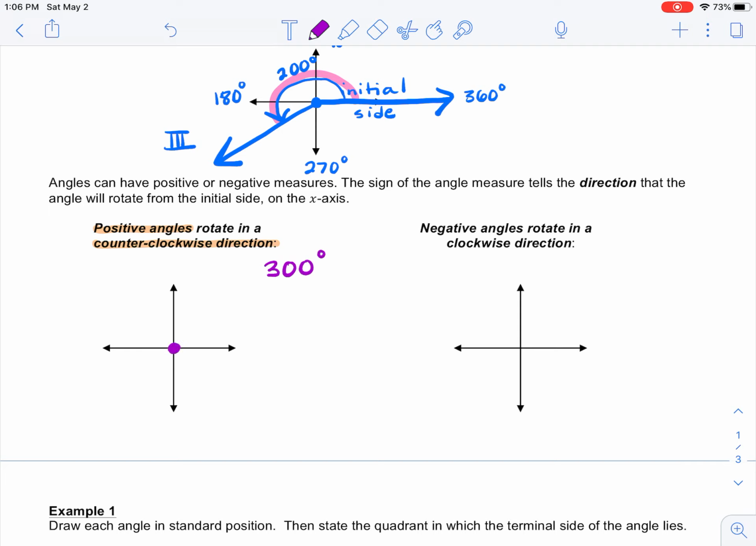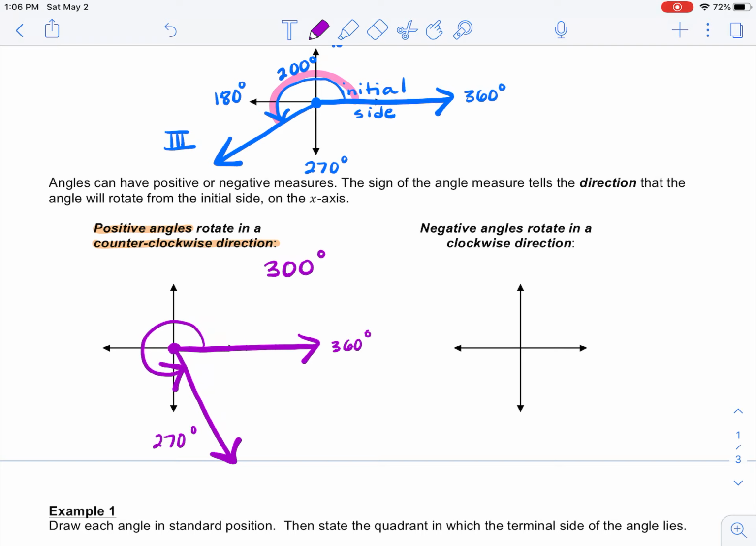Okay, we always start our angles on the positive x-axis. That's your initial side. Okay, and then I know that this down here is 270 degrees, and I know an entire circle is 360 degrees. And so I know that my angle, my terminal side, is going to land in the 4th quadrant, and it's going to be somewhere in here. Okay, and I have to show the direction. I have to show that this is a positive angle.